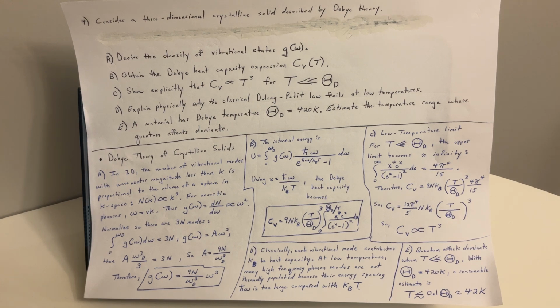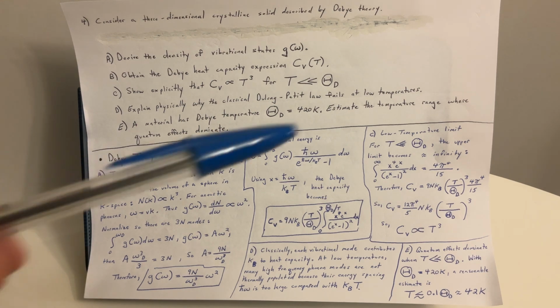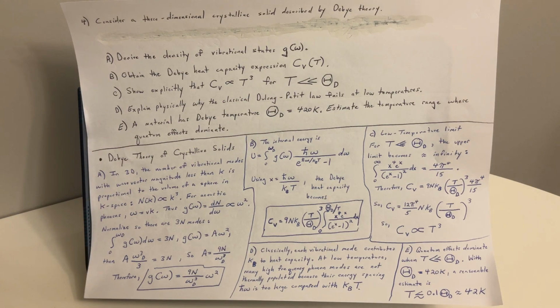Part D, explain physically why the classical Dulong-Petit law fails at low temperatures. And pardon me if I'm not pronouncing the name properly. I've heard it pronounced different ways. Of course, you're supposed to pronounce it the French way. I'm not good at languages. My apologies.